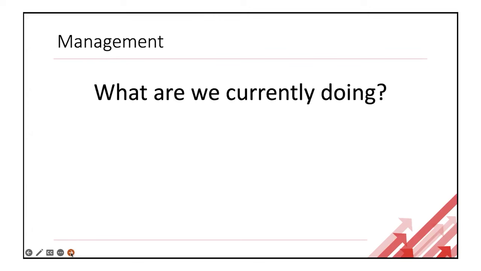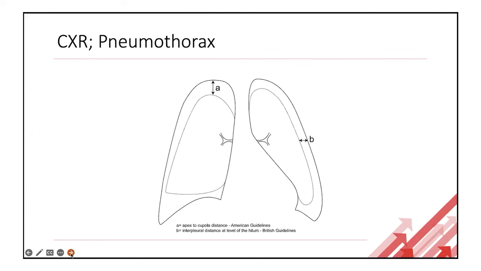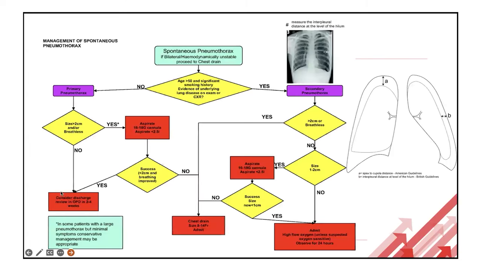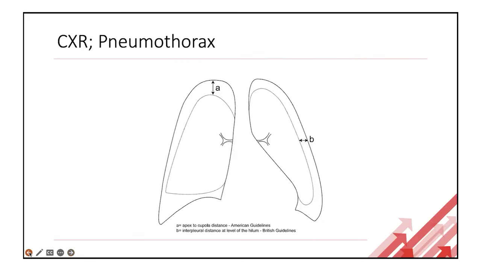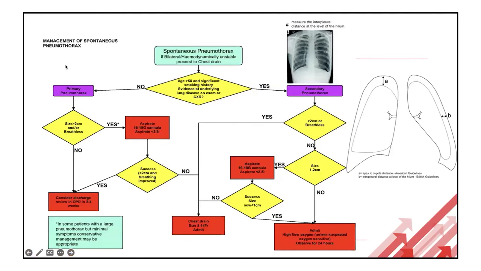So it's good to know what we are currently doing because, as most people are alluding to, it depends on your patient. Everything in medicine depends on your patient. So you need to know how big the pneumothorax is, and number two, what symptomatology it is causing. In 2010, we're in 2024, there were some guidelines released by the British Thoracic Society on management of spontaneous pneumothoraces. The first disclaimer: if your patient is unstable or has bilateral pneumothoraces, please put chest drains, okay?